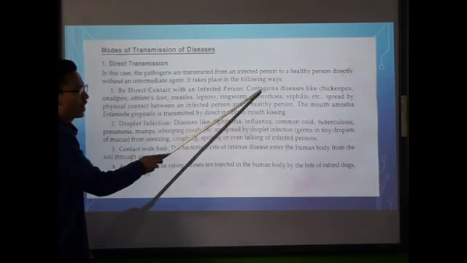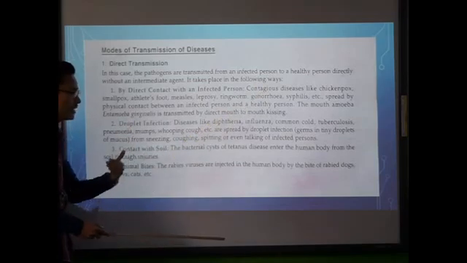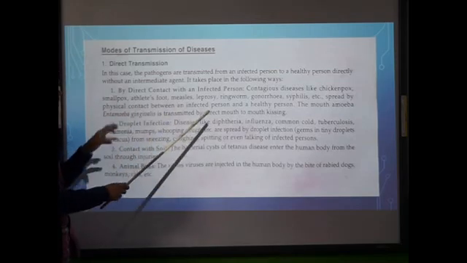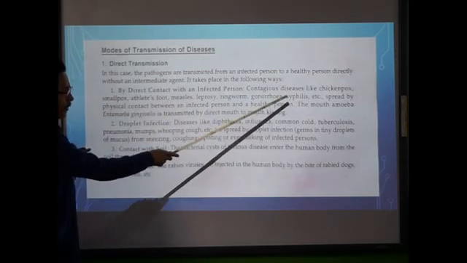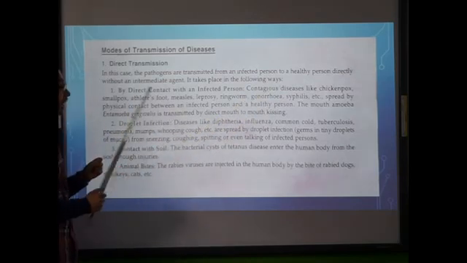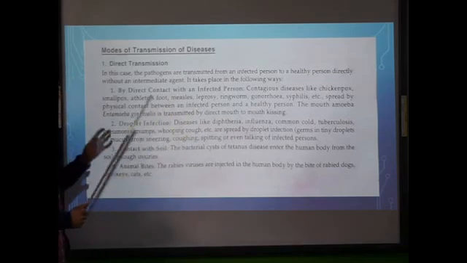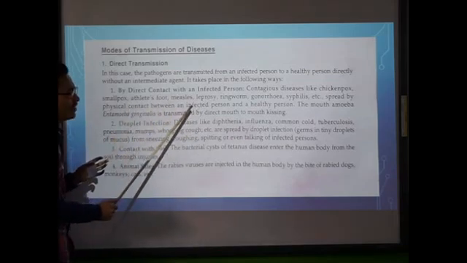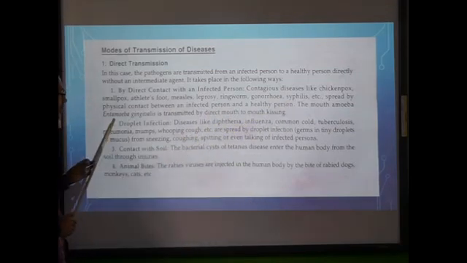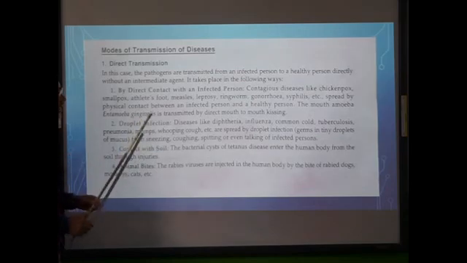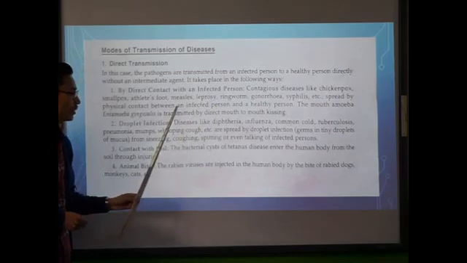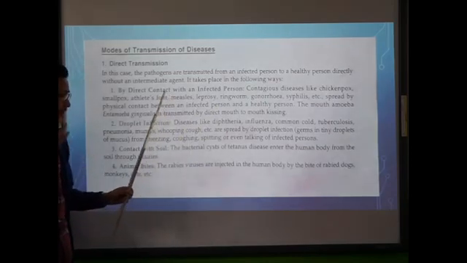So this is like contagious disease which can be transmitted easily, like chickenpox, smallpox, measles, leprosy, ringworm, gonorrhea, syphilis. These are examples of diseases which can be transmitted by direct contact. It can be spread by the physical contact between the infected person and healthy person. The mouth amoeba, Entamoeba gingivalis, is transmitted by direct mouth-to-mouth kissing. So that is an example of direct contact with an infected person.